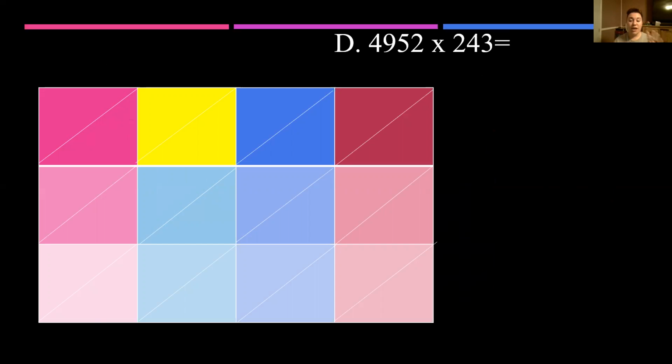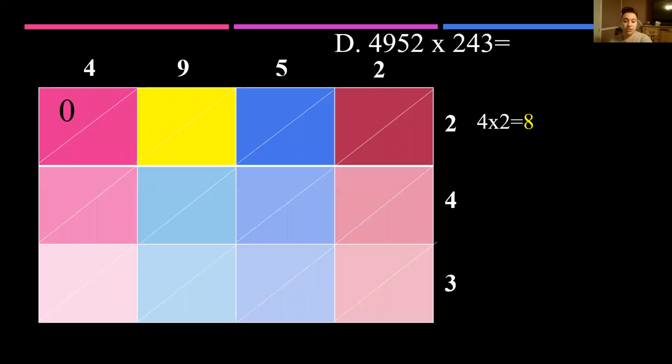So now on to our next one. So now we've got 4 place values. So we have to have 4 boxes at the top, and then since our other number still only has 3 place values, we'll have 243. So we'll only have 3 on the side. Okay, so now we do 4,952 at the top here and then 243 at the side.